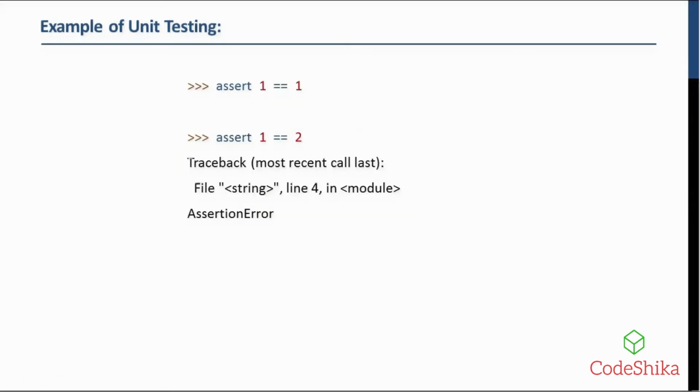See here how the assert function works. First we are checking whether 1 equals 1 or not, so assert will not show any error as 1 equals 1. So this test is passed. Second, we are checking whether 1 equals 2 or not. As it is not equal, assert will throw an error, that is this assertion error.